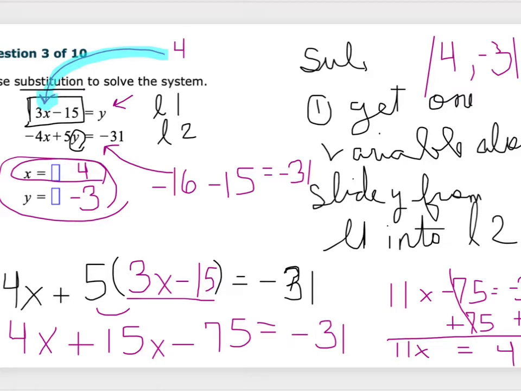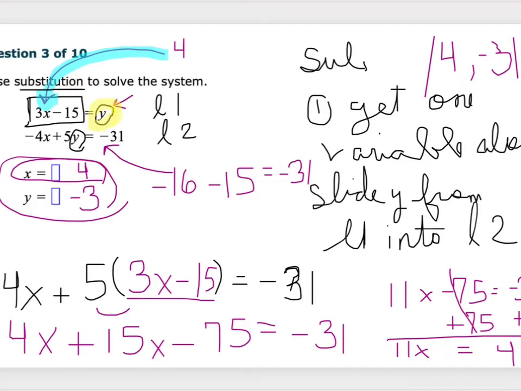Now, substitution is where you take one of the lines, you solve it for one of the variables, and then you slide that into the other line. So here, this one right here, the y is already by itself. So we're going to use the y for our variables. So we'll get another color. So we have solved this line for y.